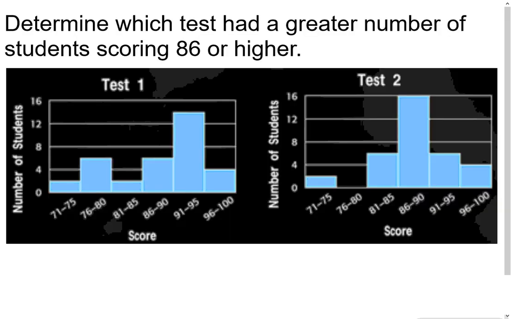This one wants us to determine which test had a greater number of students scoring 86 or higher. So we have these 2 different tests. I have no idea what the tests are about, but we do know that there are 2 tests and we have scores on them. So I want to know which one has the greater number of students scoring 86 or higher. I'm going to look at my first one right here. All of those in that bar are going to be 86 or higher, this one and this one as well. So now I just have to look at those totals.